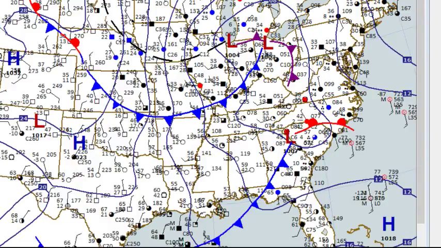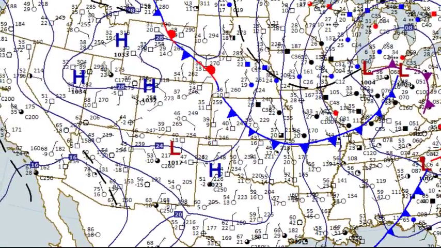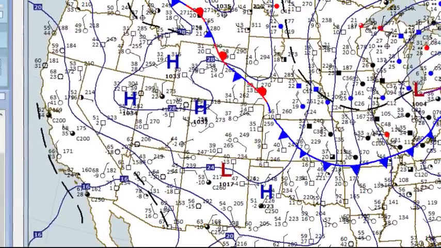And just about everywhere else, it's quiet. There's a Great Basin high out in the western U.S., 1033 millibars there. Temperatures in the 30s, a little bit mild. And you can see that north flow that predominates in southern Nevada and northern Arizona.